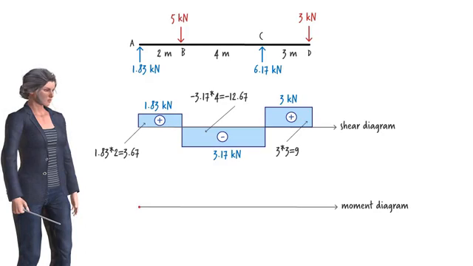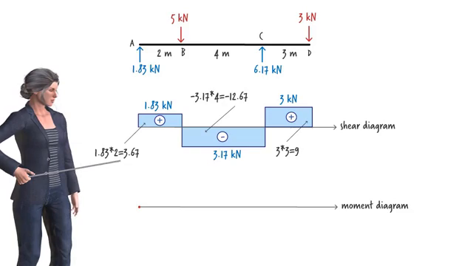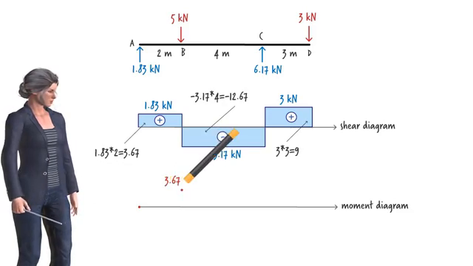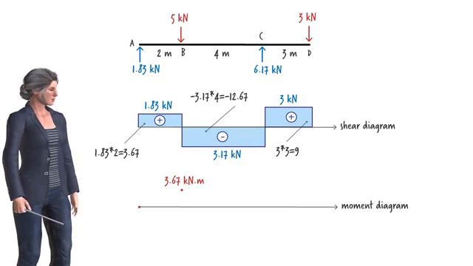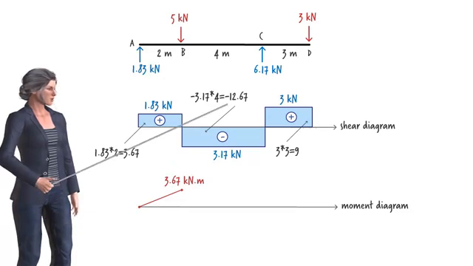The moment value at the right end of segment AB, therefore, equals 0 plus 3.67, or 3.67 kilonewton meters. And since the shear force in the segment is constant, we connect the two endpoints using a straight line, like this. For segment BC, we know the moment value at B, and we know the area under the shear diagram.